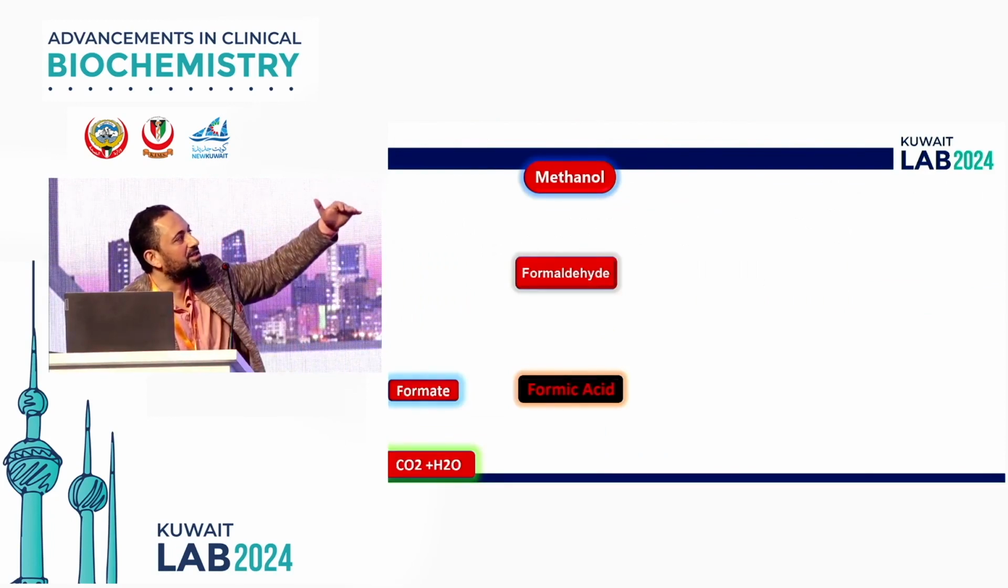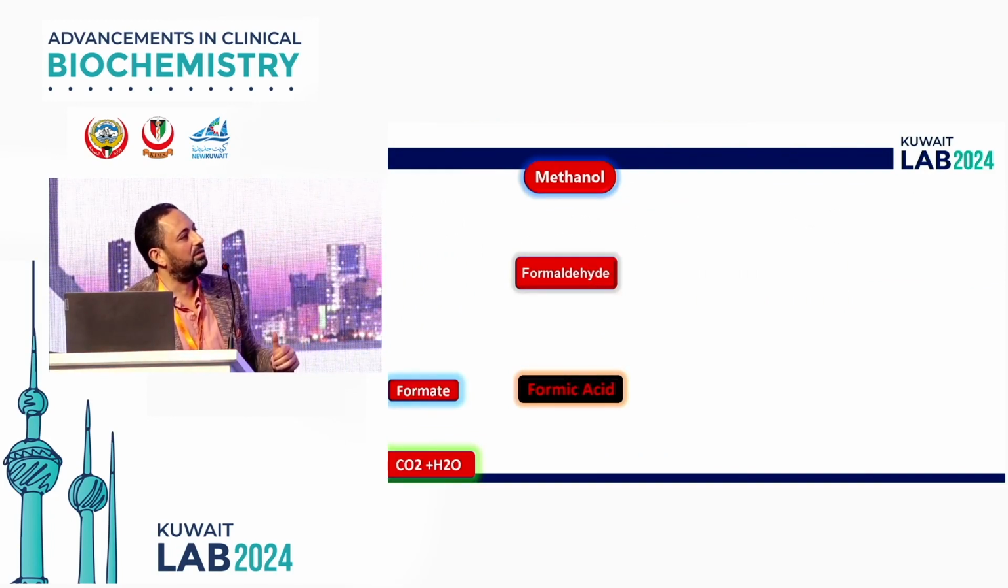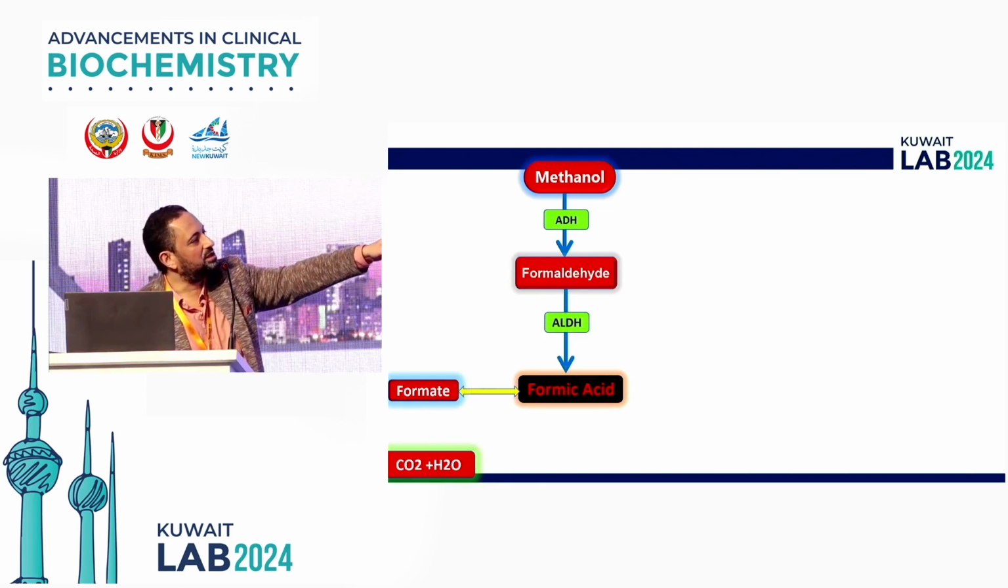Just a rapid review of methanol and what the problem with methanol is. Methanol is metabolized to formaldehyde by the enzyme alcohol dehydrogenase. Formaldehyde then goes to formic acid by aldehyde dehydrogenase. Formic acid, the non-ionized form, becomes the ionized form, formate. Formate, with the help of folate, is metabolized to CO2 and H2O.